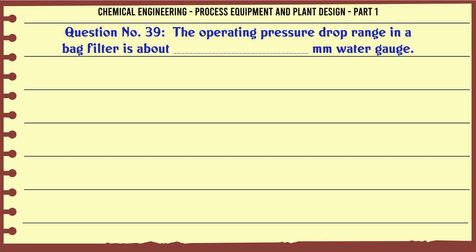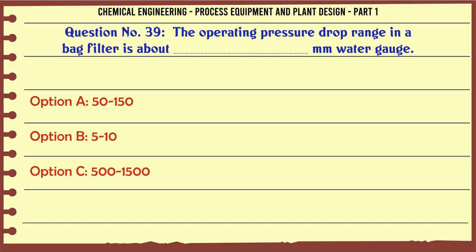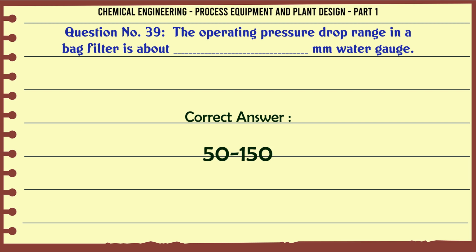The operating pressure drop range in a bag filter is about dash, dash, dash, dash, dash, millimeters water gauge. A. 50 to 150. B. 5 to 10. C. 500 to 1500. D. 1500 to 2500. The correct answer is 50 to 150.